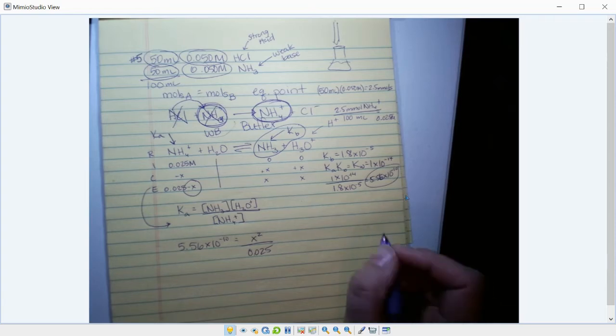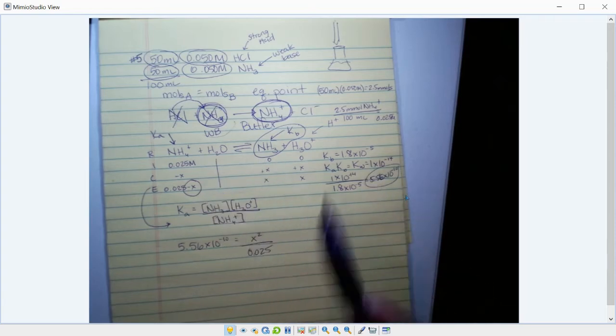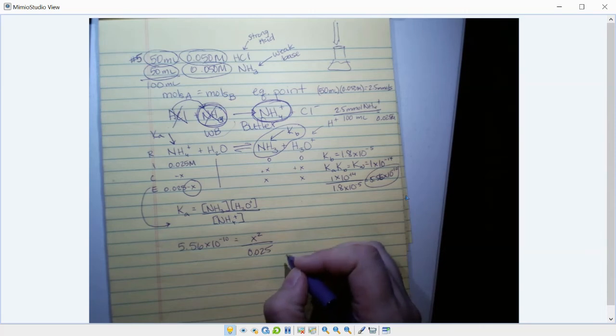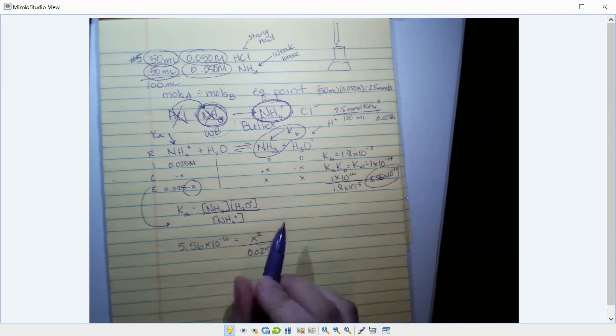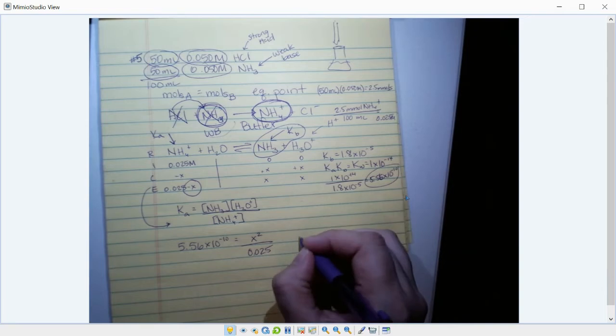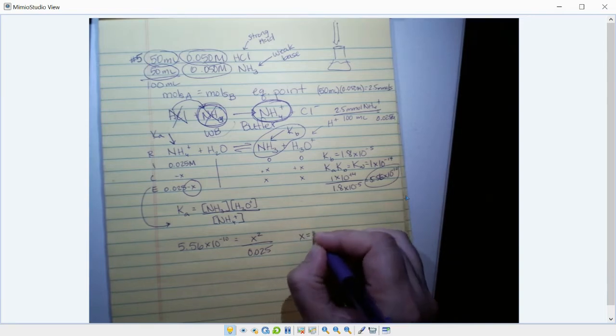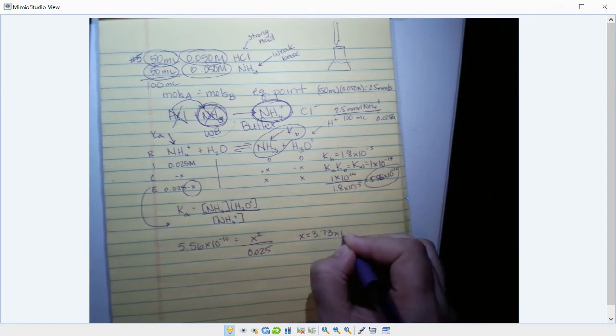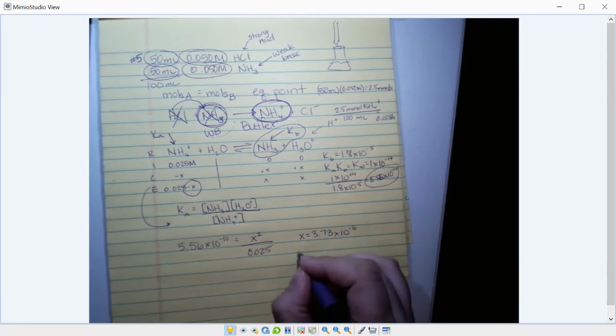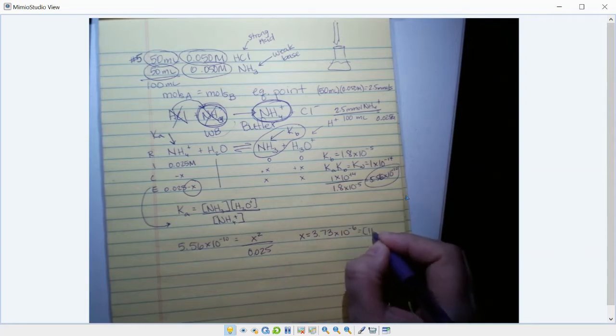If you go on to college chem, you'll learn the 5% rule. We've talked about that, where you go ahead and assume it's negligible, and then you have to double check. And if it's not negligible, you go back and solve with a quadratic equation. That's kind of the easiest way to approach that. So anyways, when you solve for x here, I got that x equaled 3.73 times 10 to the negative 6. And then, of course, that's equal to the hydrogen concentration.